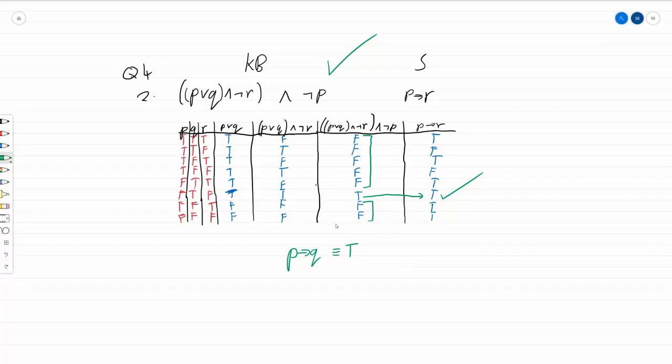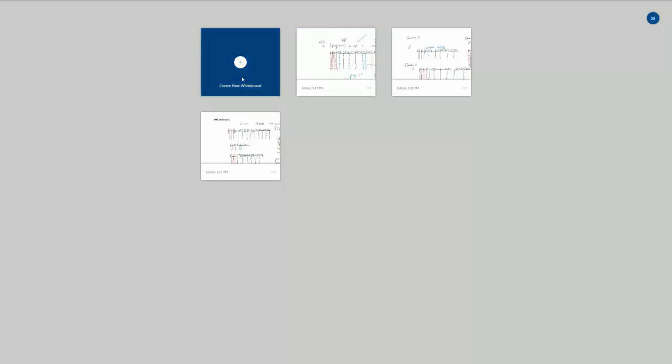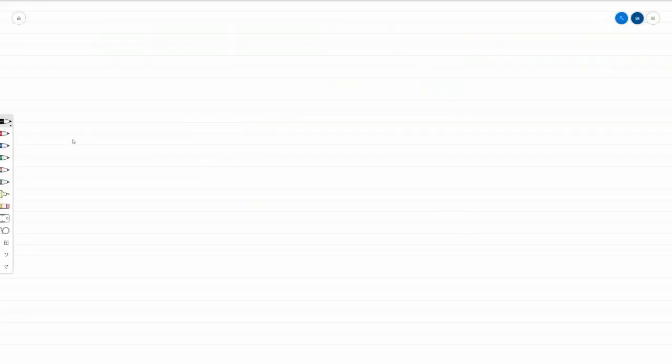So, sweet. Our KB does entail the proposition. So you can write out that full one there. That does entail. So that is very nice. Wonderful. Cool. So let's set up a new one again. And so, which of the following statements for question 5 are logically equivalent?